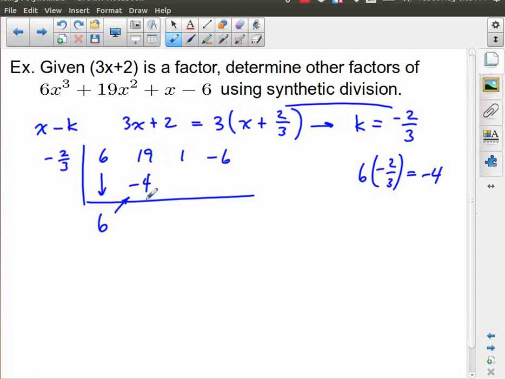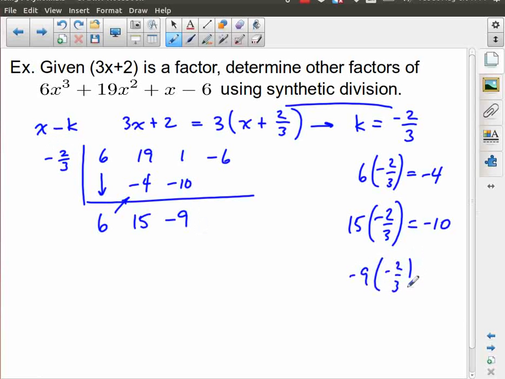I add these together, I get 15. Now I'm going to do 15 times negative 2/3, and that's equal to 15 divided by 3 is 5, times negative 2 is negative 10. Negative 10, and I add those together, I get negative 9. Negative 9 times negative 2/3.